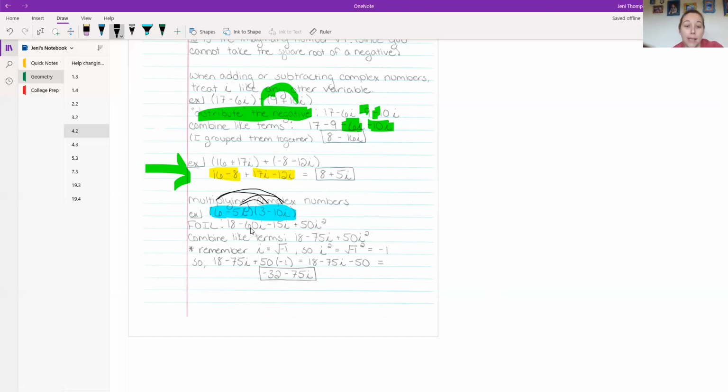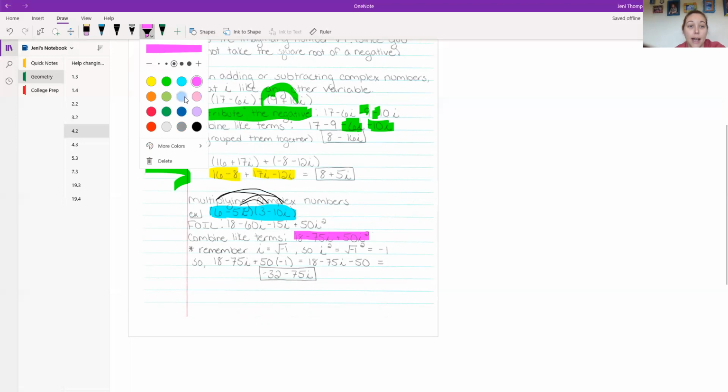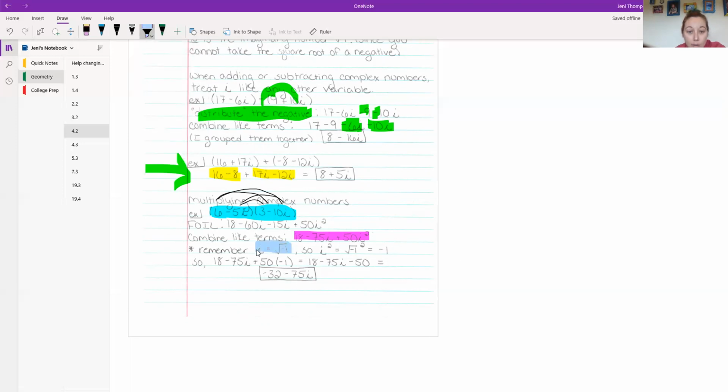Okay, we're going to combine like terms, which in this case are our -60i and our -15i. Remember, so far we've just been treating this i like any other variable. So when we get to this last step here, where we've combined our like terms, normally with any other variable we'd be done, right? But remember that i equals the square root of -1, right? So if we square that, we've got the square root of -1 squared.